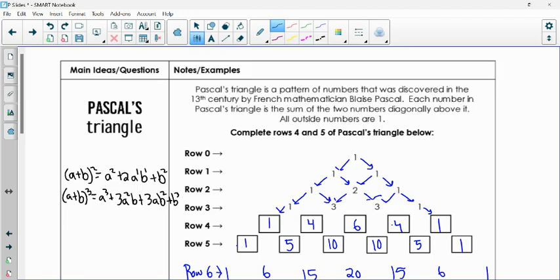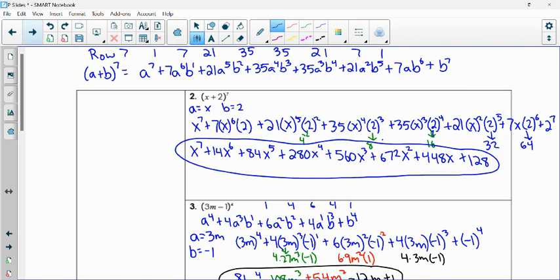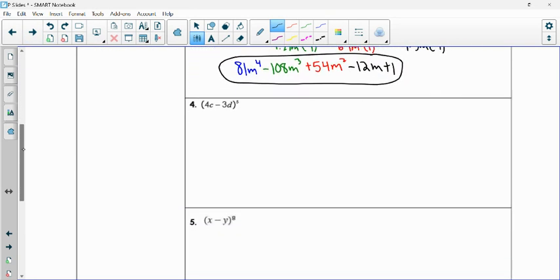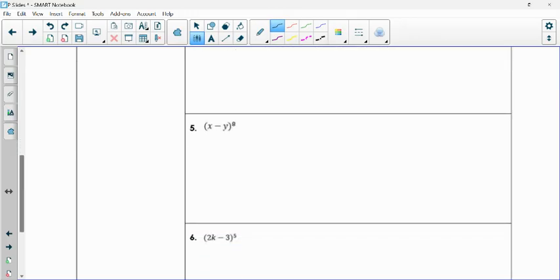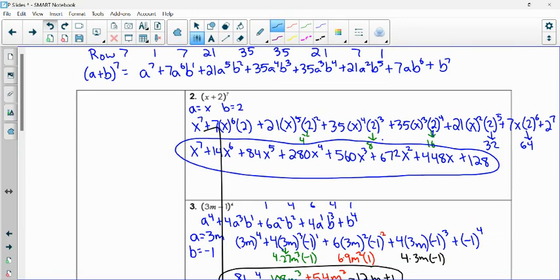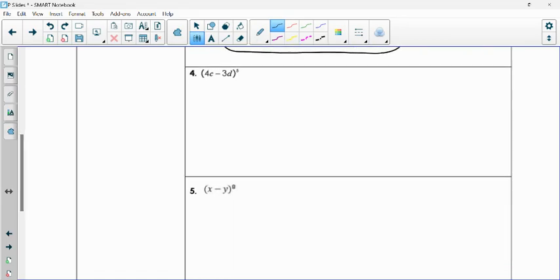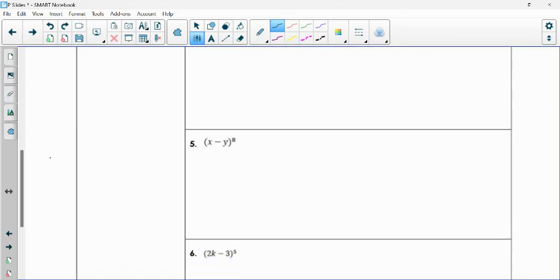Wild. All right, so I want you to try the following three as in class or homework. So I want you to change 5 and 6. I'll make them a little easier for you. I'm changing them, making it a little easier for you. So 5 is going to be x plus 3 all to the 5th power. And then I'm going to make number 6 be 2x minus 1 raised to the 4th. Okay. So try 4, 5, 6.